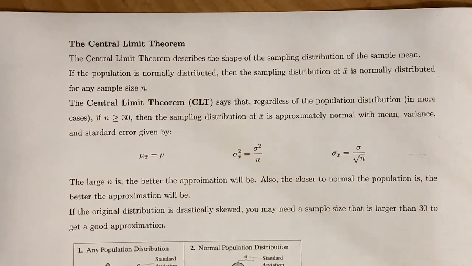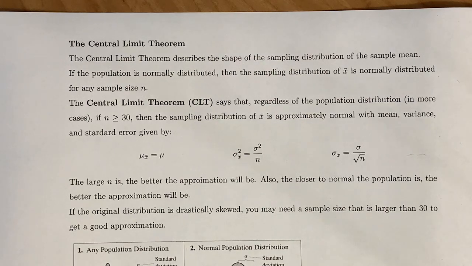But let's say that you have a population distribution which is not normal. So it's skewed to the left, skewed to the right. It might be bimodal, it might be multimodal, it might just be whatever your data set is. The central limit theorem kind of takes care of that for us.